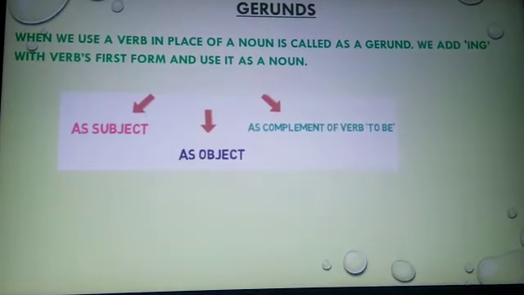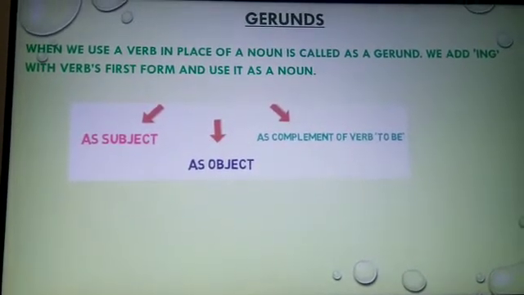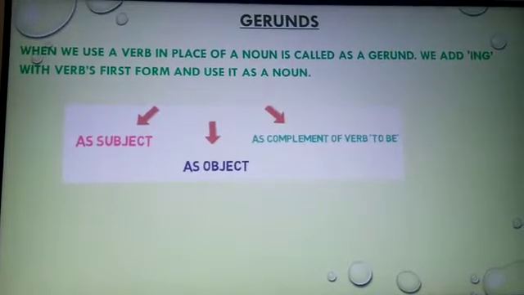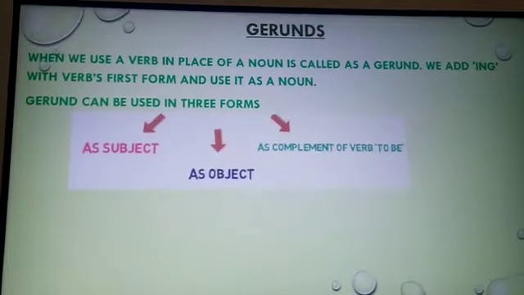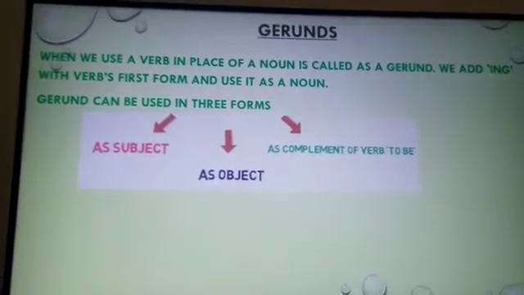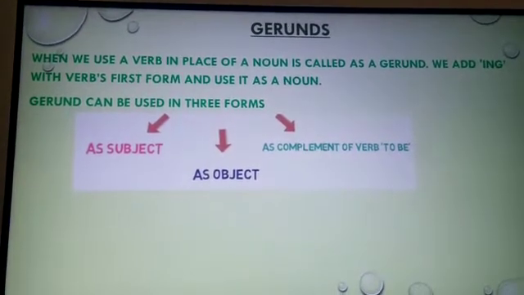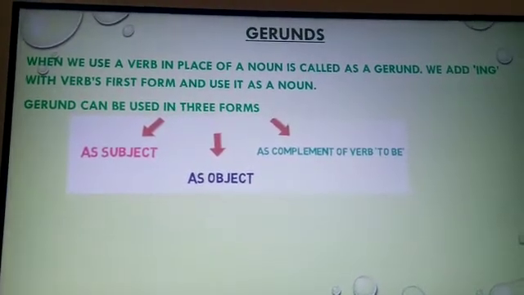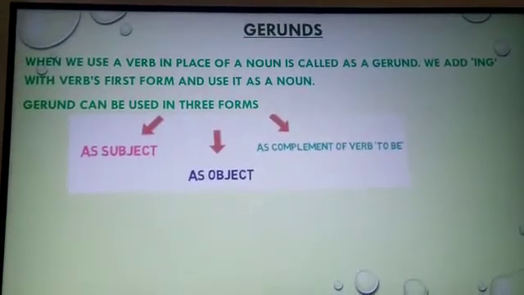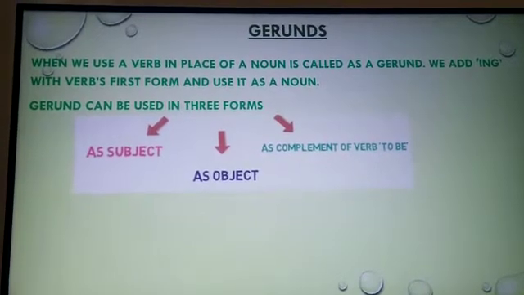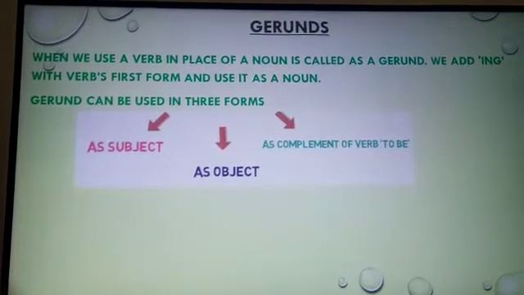When we use a verb in place of a noun, it is called a gerund. We add ing to the verb's first form and use it as a noun. A gerund can be used in three forms: as subject, as object, as complement of verb to be. As students, you know that a sentence is divided as subject, verb and object. So likewise, gerunds are also used in three forms: as subject, object and as complement of verb to be.